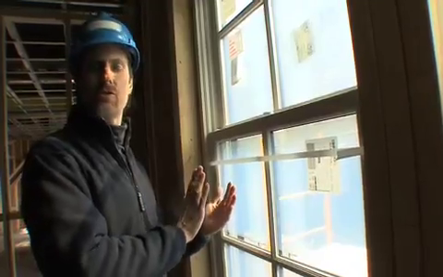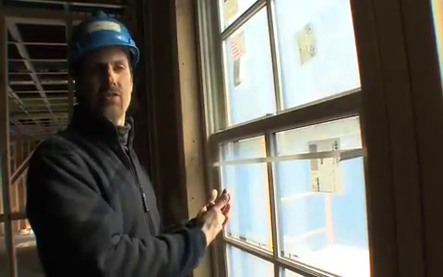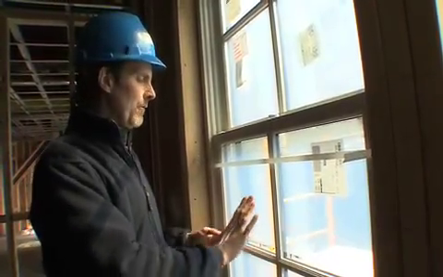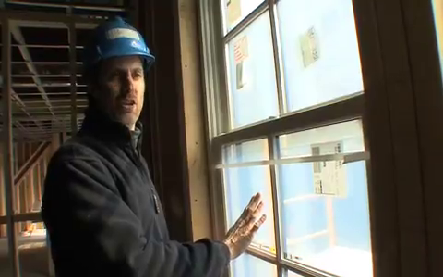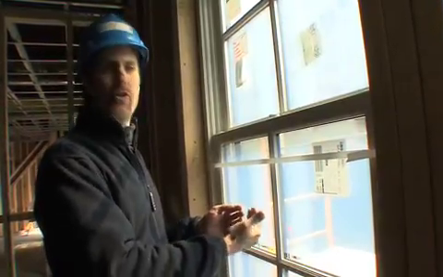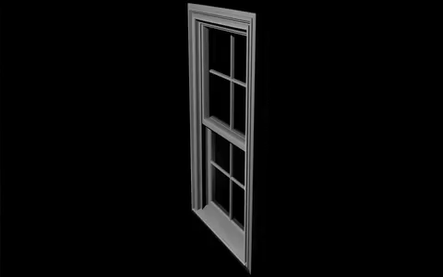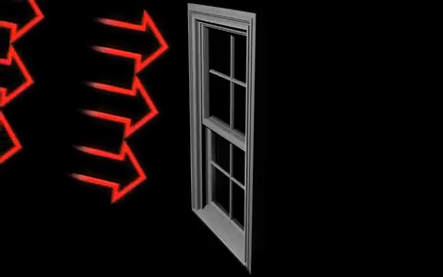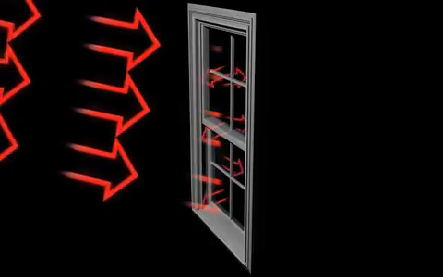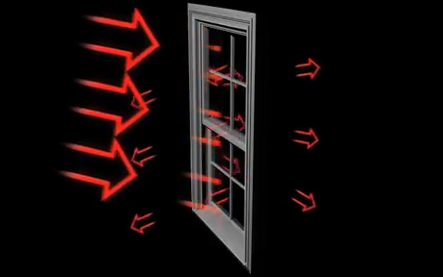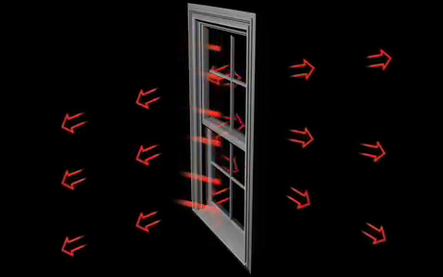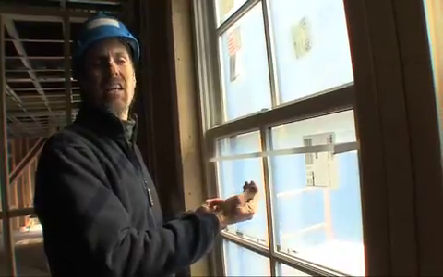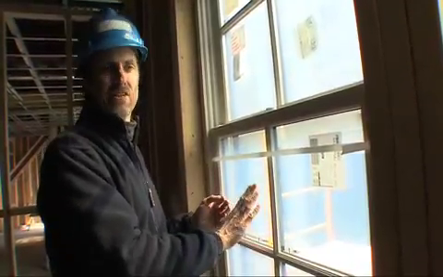In order to reduce radiation transfer through the glass, what we do is we add a low E coating. The low E stands for low emissivity. Emissivity refers to the ability of a surface to absorb or reflect heat. Low emissivity glass is a poor absorber of heat. It's a thin metallic coating. It's so thin you really can't see it.